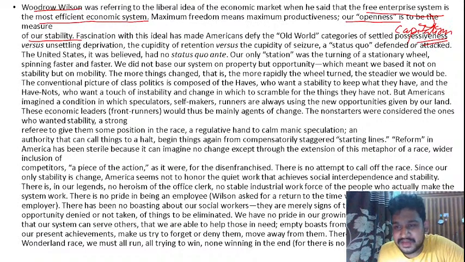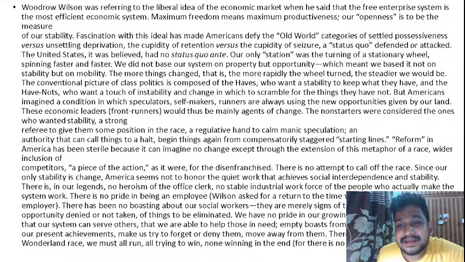Okay, you want me to really take settled possessiveness, old world. What is old world? When it is written in quotes, it is basically referring to Europe, or you can literally say British.